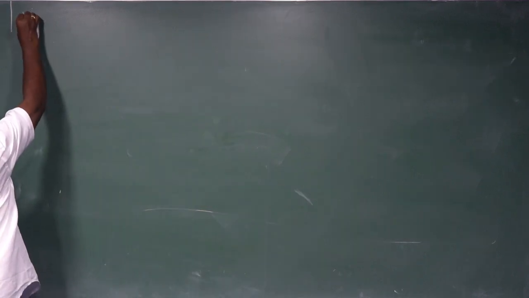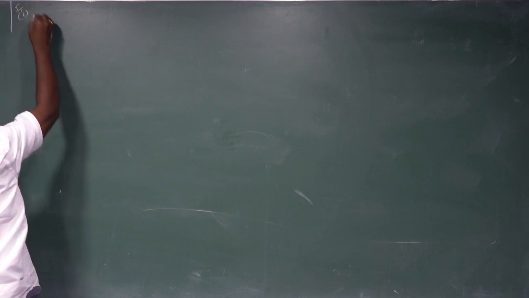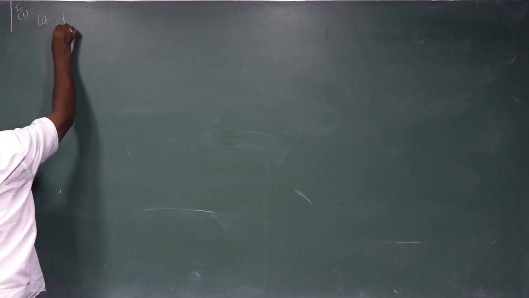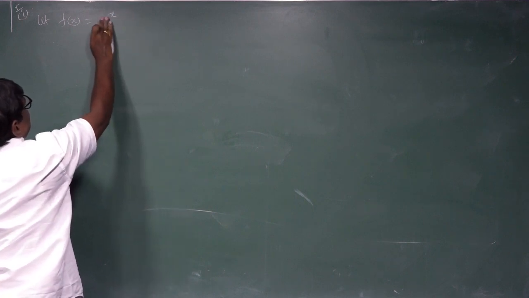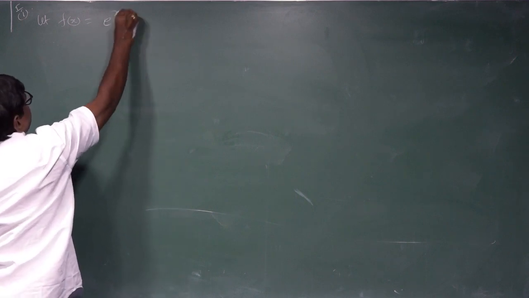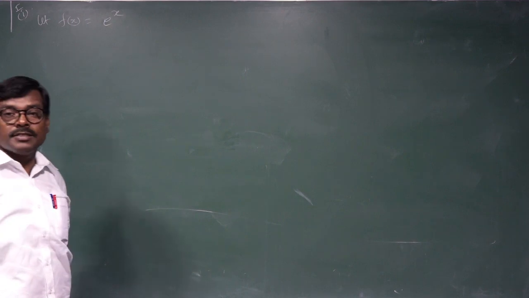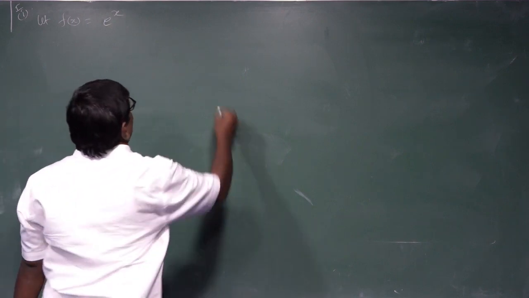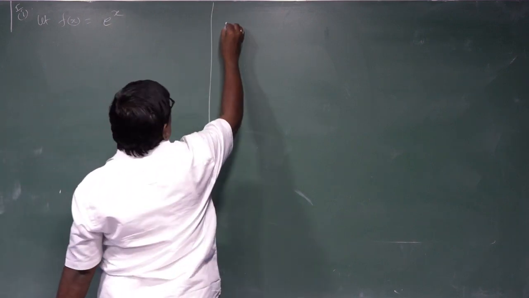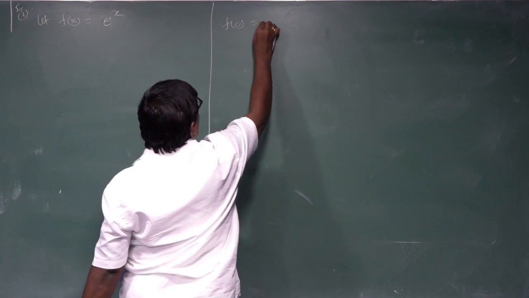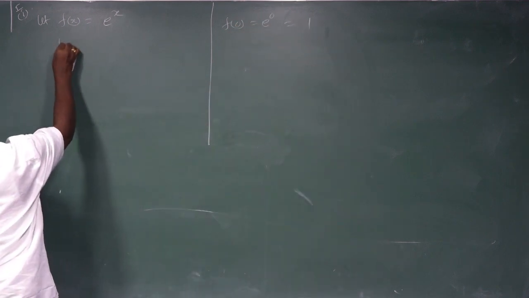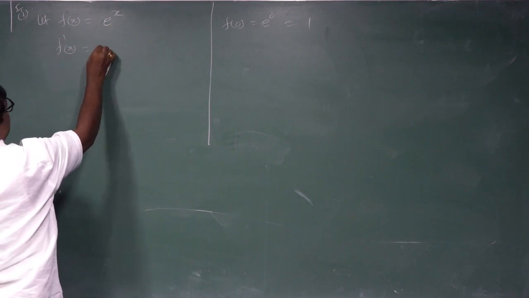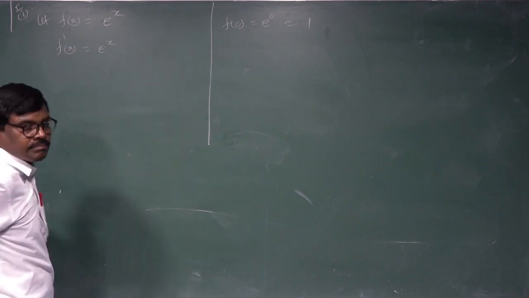First question. Let f of x equal to e power of x, and find the Maclaurin series. f of 0 equal to e power of 0 equal to 1. And the derivative f dash of x equal to e power of x.